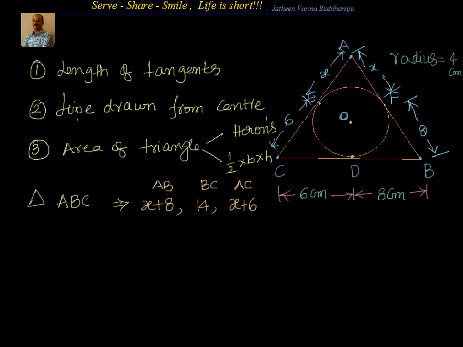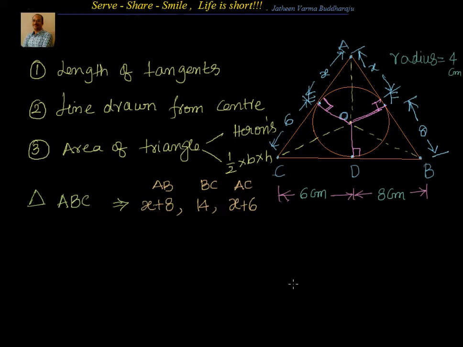Now the next point we said is that a line drawn from the center to the point of contact is always at 90 degrees. How will that be useful to us? We are saying that this is 90 degrees, and that's 90 degrees, and that is also 90 degrees. So how we will leverage that is we will join OA, OB, OC. We join O to A, O to B and O to C.